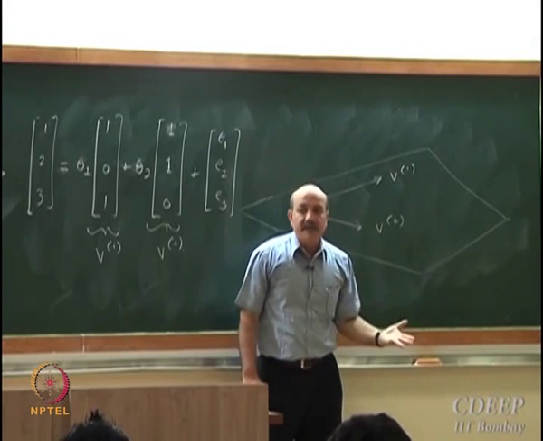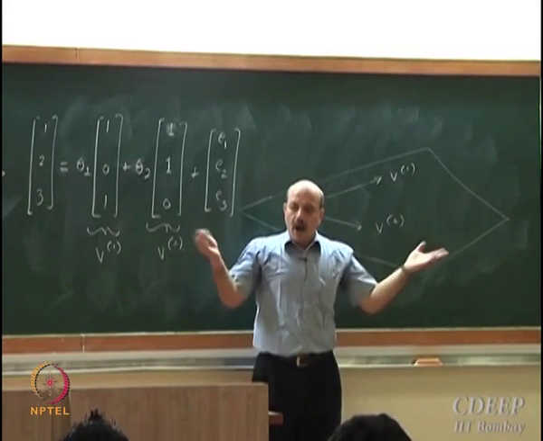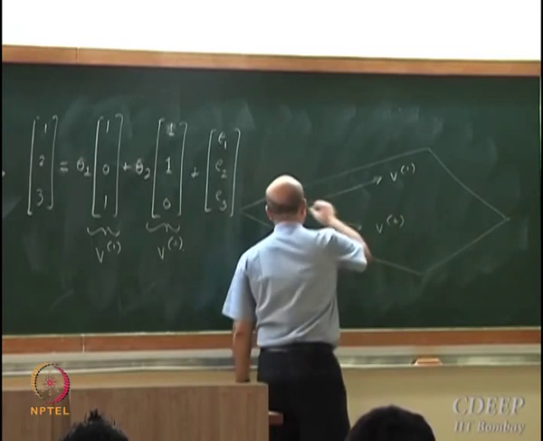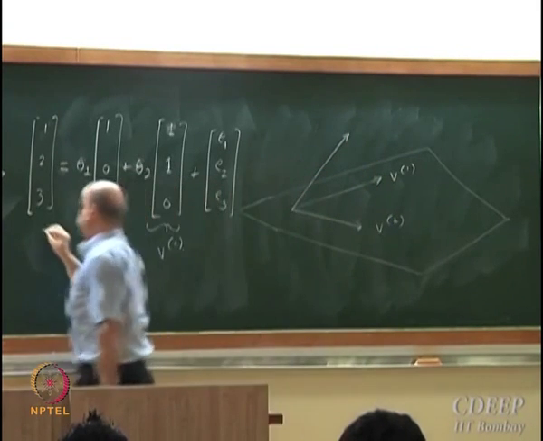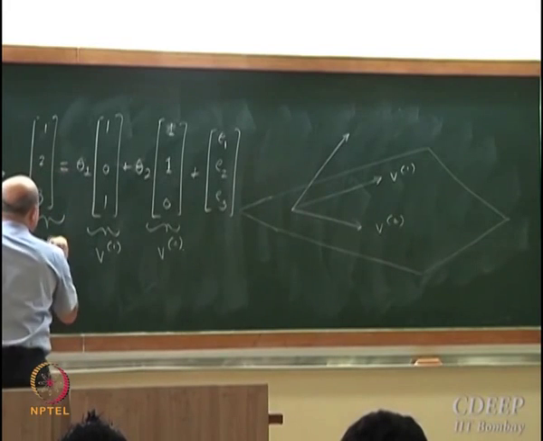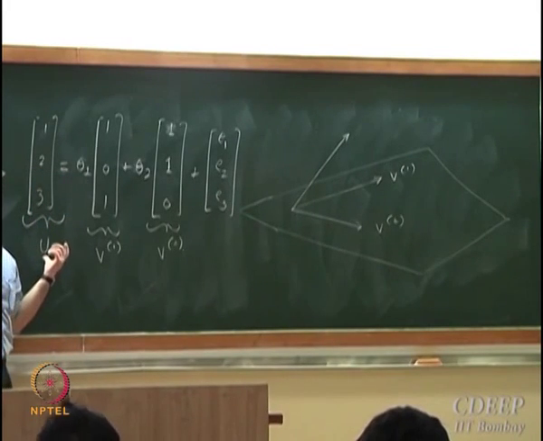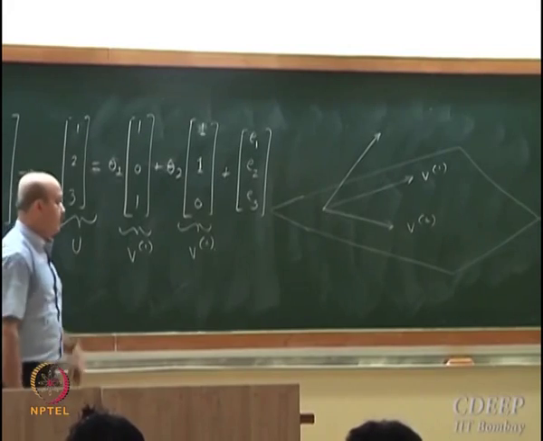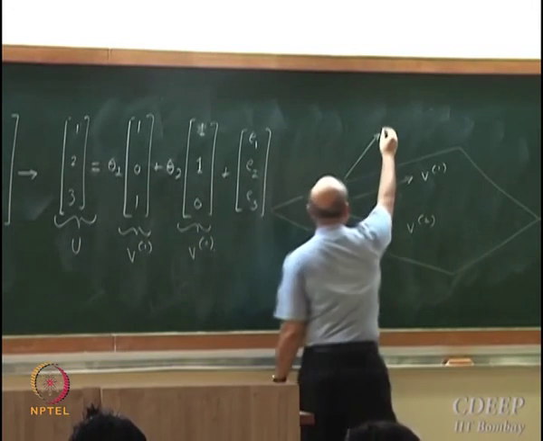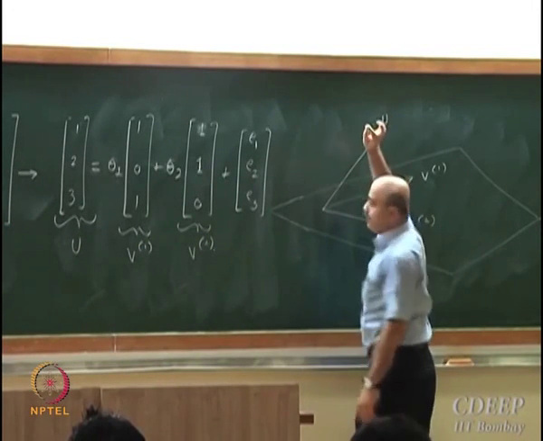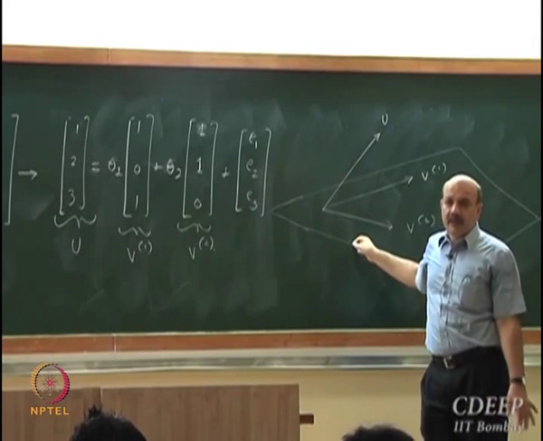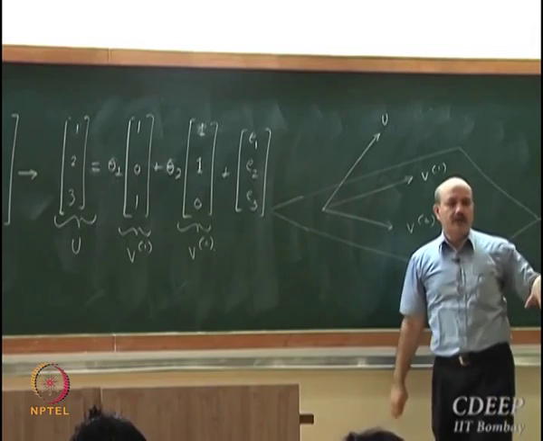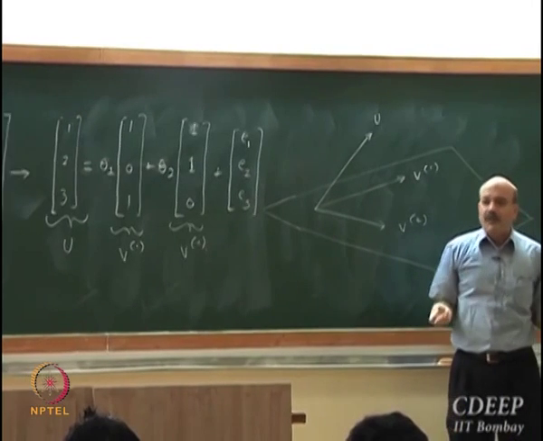If it doesn't, what does it mean? Where is this vector? Outside. Okay, let's picturize this vector. So this is my u vector. So u doesn't lie in this plane. So I need to find out, what do I need to find out?